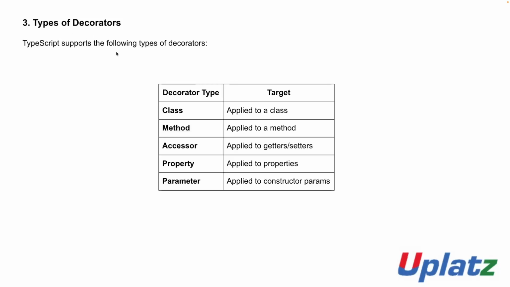3. Types of decorators. TypeScript supports the following types of decorators. Decorator type and target: class, applied to a class; method, applied to a method; accessor, applied to getters or setters; property, applied to properties; parameter, applied to constructor parameters.